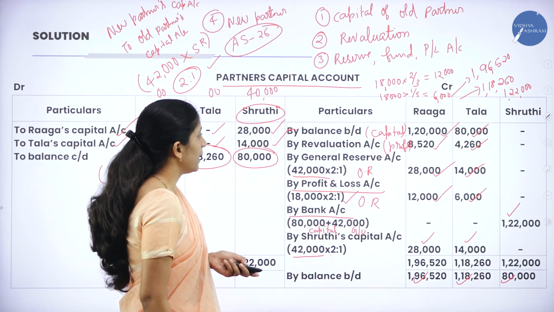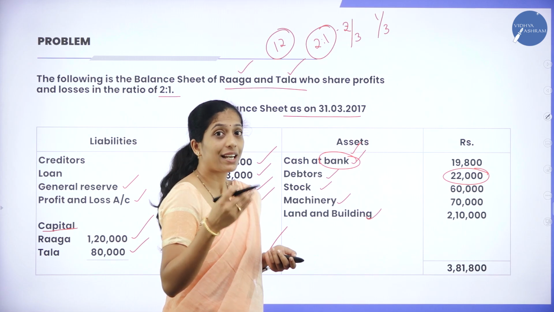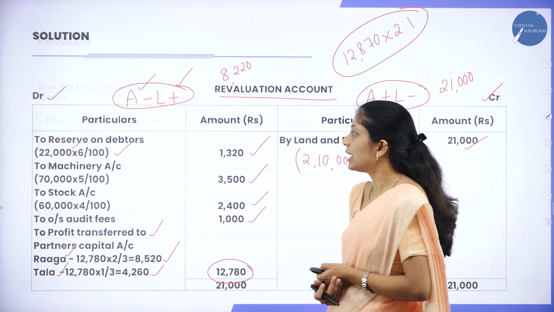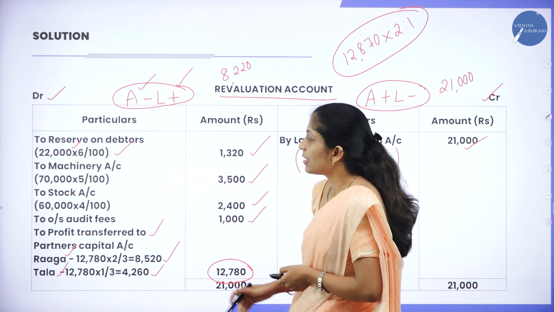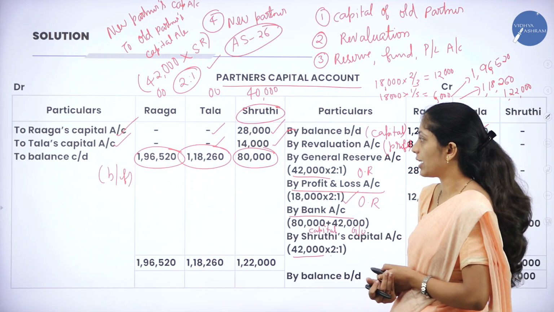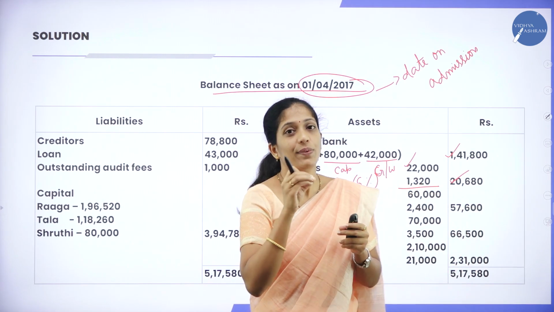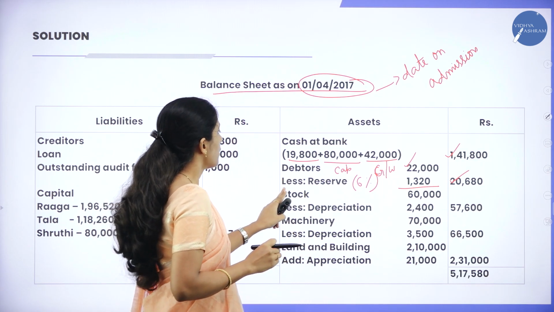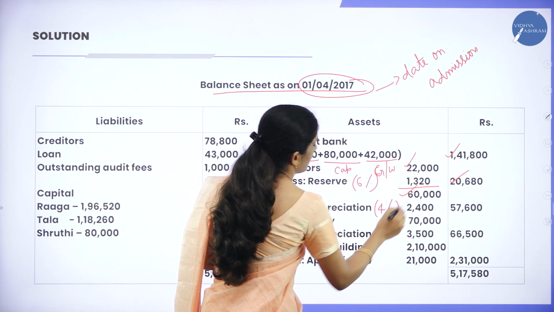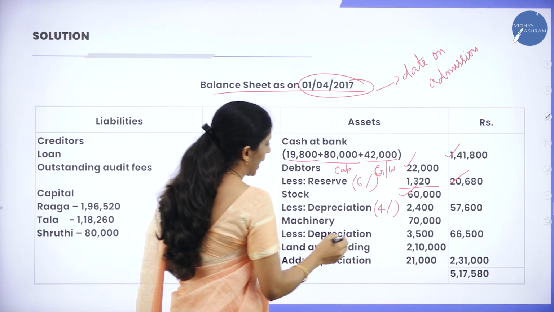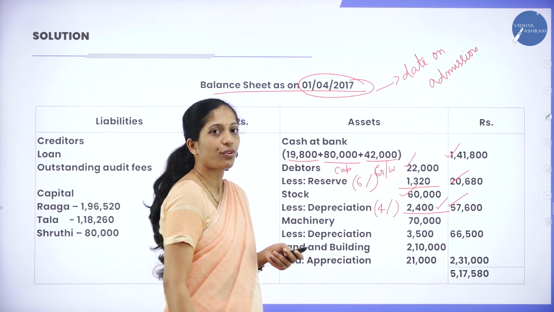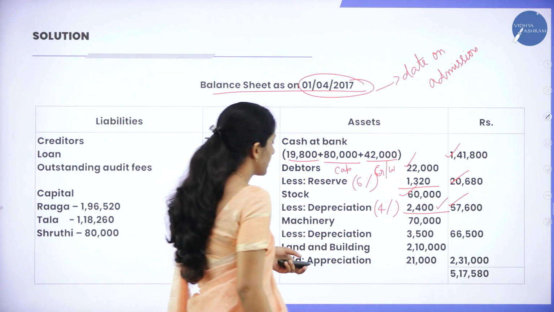Now coming to the next one, we have stock 60,000, but there is a depreciation. We have already recorded it in the revaluation account. What was the depreciation of stock? It is 4%, which is nothing but 2,400. So we have to record it in the balance sheet and deduct the depreciation. So stock 60,000 less depreciation 4%, that is 60,000 into 4 divided by 100. We had already calculated that, it is 2,400. Now 60,000 minus 2,400, I'll get 57,600.